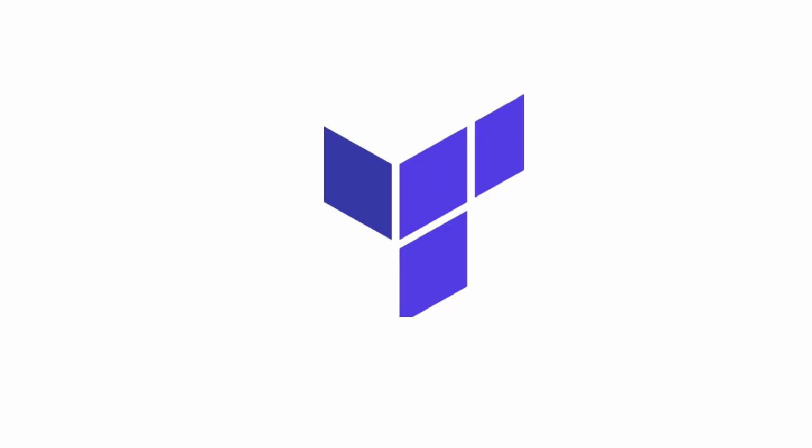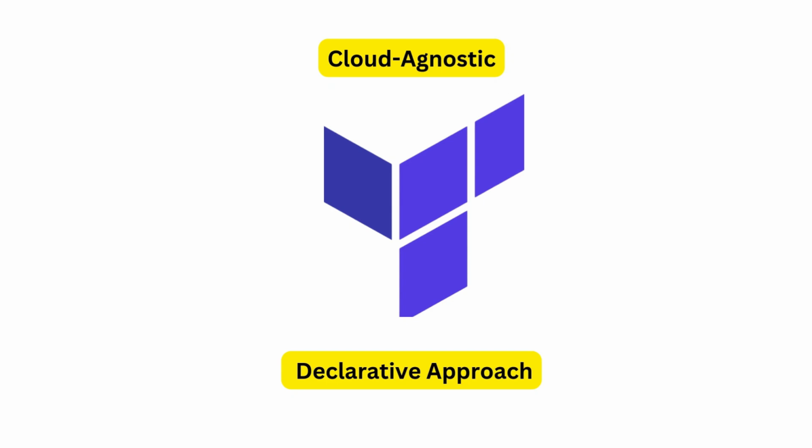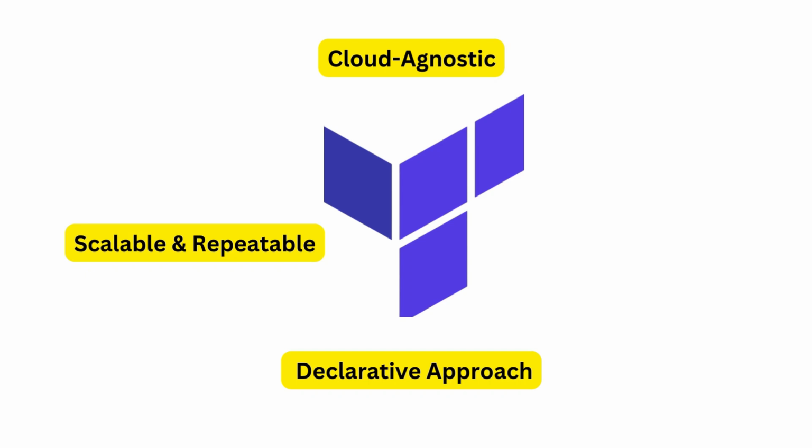So Terraform has become a standard in the DevOps and cloud world because of four reasons. One, it is cloud agnostic. So Terraform supports multiple cloud providers such as AWS, Azure, GCP, and platforms like Kubernetes. Two, declarative approach. So Terraform describes the desired end state of your infrastructure instead of executing step-by-step commands. Three is scalable and repeatable. Terraform enables you to scale infrastructure effortlessly and reuse configurations across different environments.